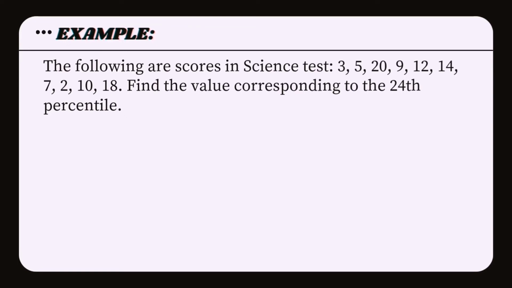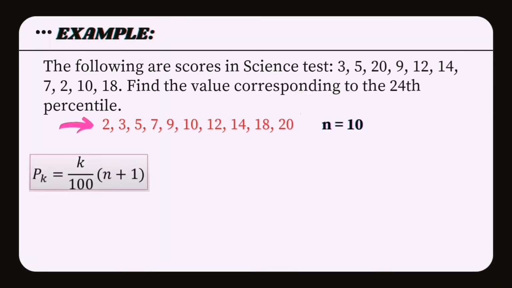The following are scores in science tests: 3, 5, 20, 9, 12, 14, 7, 2, 10, 18. Find the value corresponding to the 24th percentile. Again, we have to arrange them into their ascending order. So we have 2, 3, 5, 7, 9, 10, 12, 14, 18, and 20. And the total number of data that we have, or our n, is equal to 10. So our formula again is P sub k is equal to k over 100 times n plus 1.